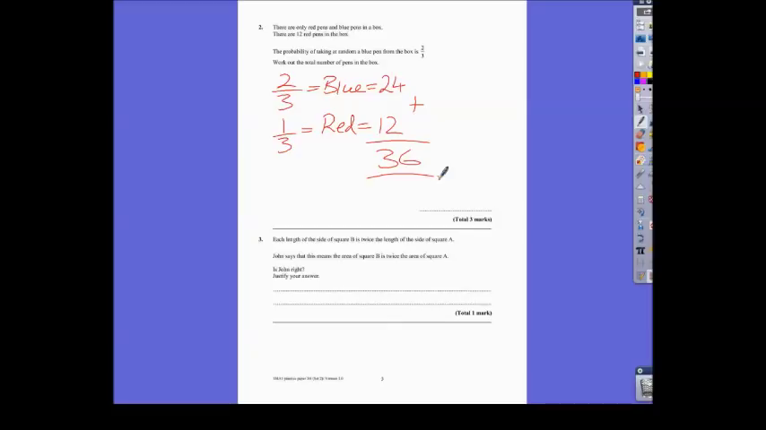Question 3. Each length of the side of square B is twice the length of side of square A. John says that this means that the area must be twice the size. Is it correct? Well, if we think of a small example, a 1 by 1 square would have an area of 1 centimetre squared. If we double that to be 2 by 2, that would have an area of 4 centimetres squared. So that is actually 4 times bigger. So no, the area will be 2 squared, which is 4 times bigger.